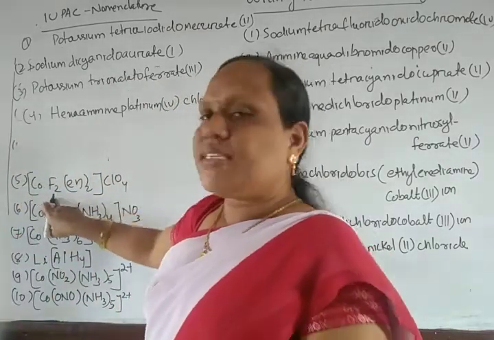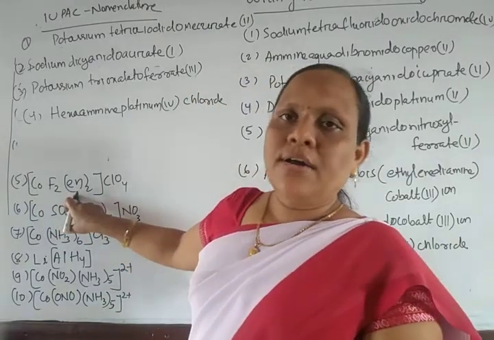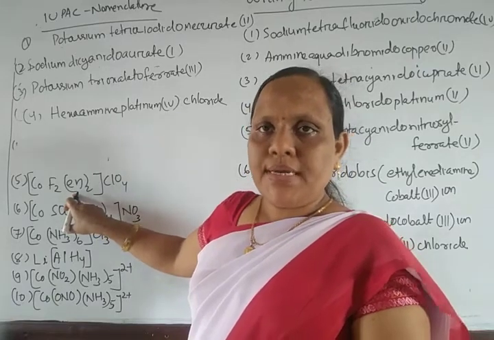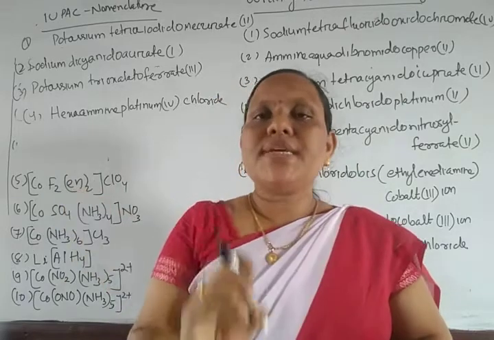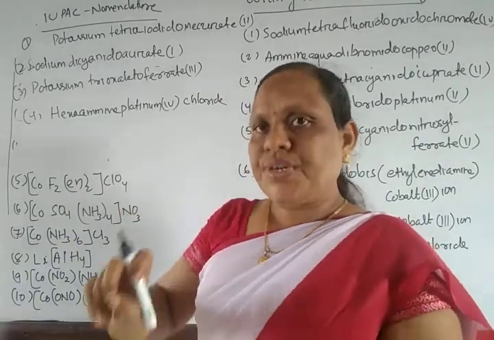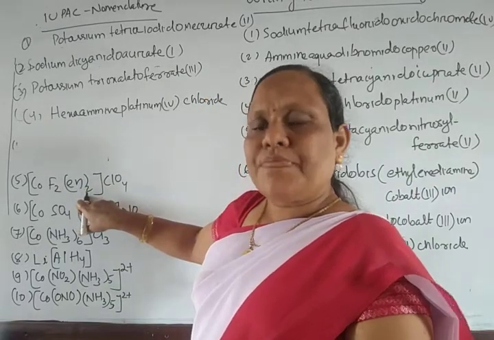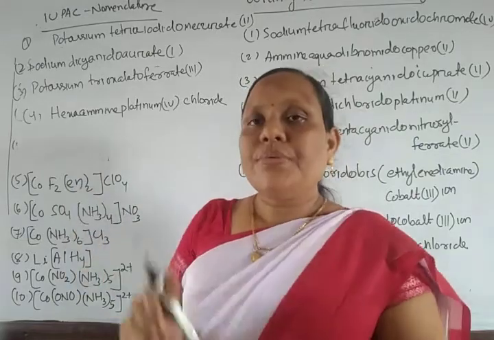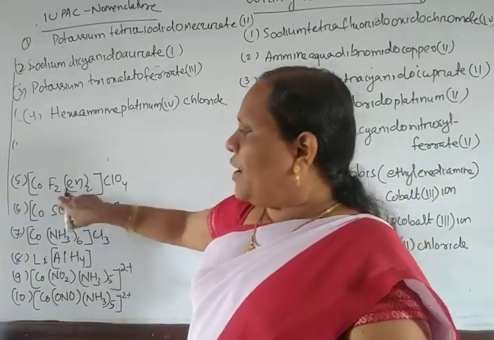F is fluorido, and en is ethane-1,2-diamine, or ethylene diamine. As in its name, the numerical prefix di is already used. If more of this type of ligand are present, where numerical prefixes are already there, we have to use bis, tris, etc. So, fluorido and ethylene diamine.